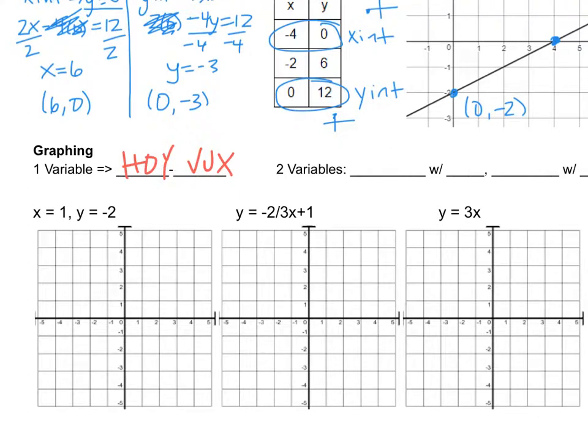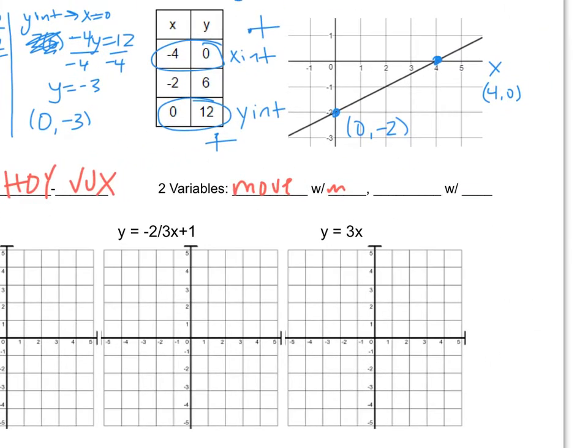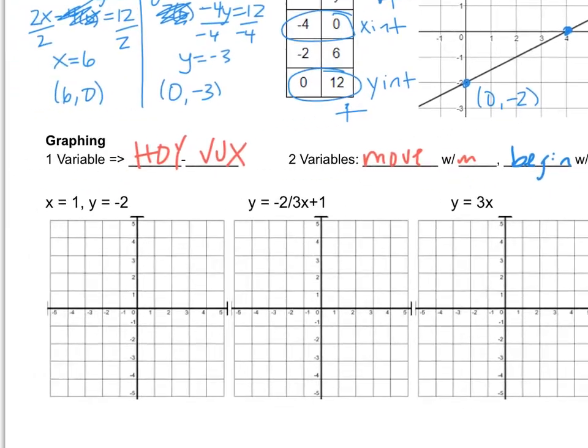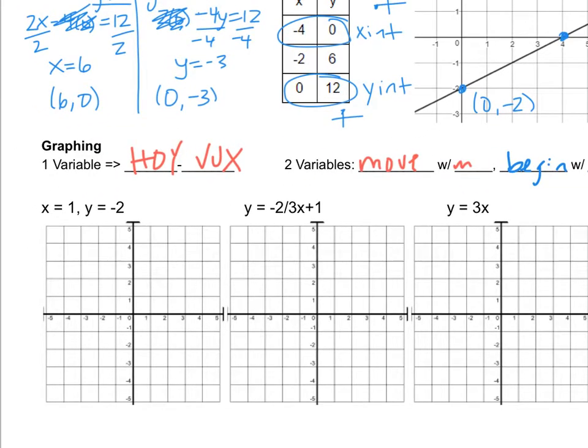If we have two variables, that's where we move with M and begin with B. Move with M, begin with B. I guess I should have reversed those. Begin with B, move with M. That's okay. All right. So this first one, I was trying to save space, so I kind of put it all on one graph.